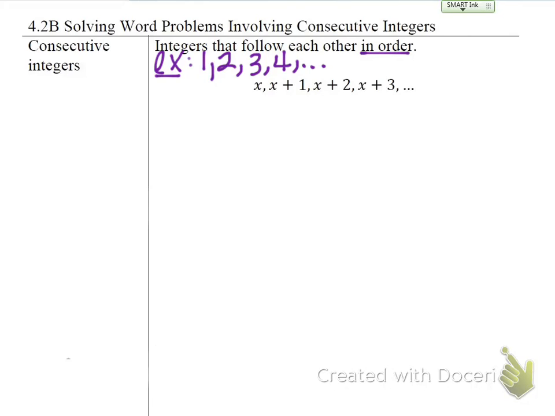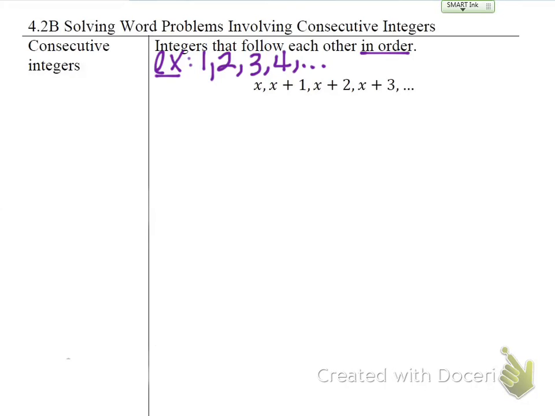So now let's talk about this in general terms. How do I get from 1 to 2? What do I do there? You add 1. The next number is 3. How do I get from 1 to 3? You add 2. The next number consecutively is 4. How do I get from 1 to 4? Add 3. Does this make sense?